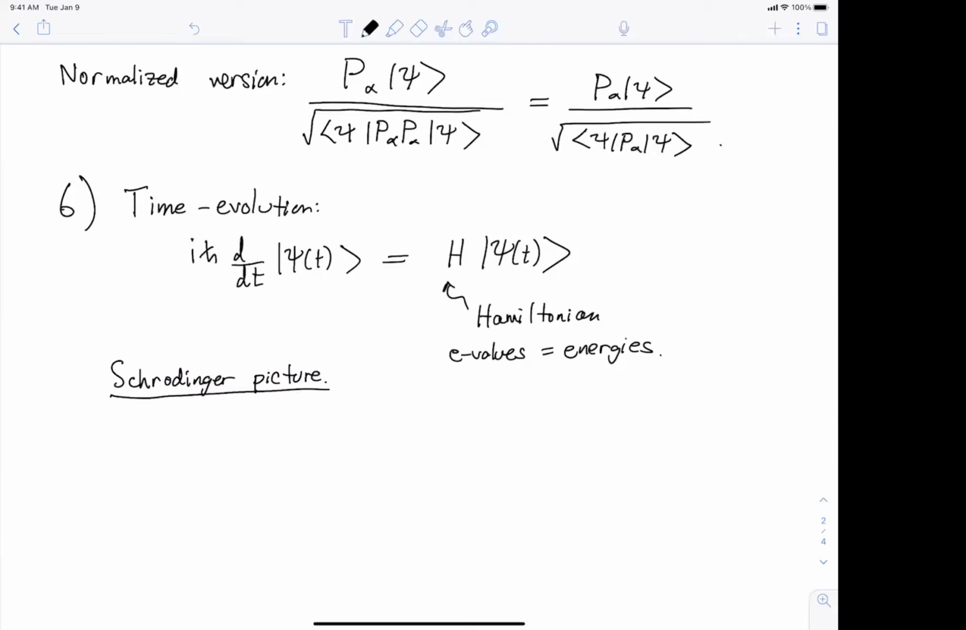Dr. Martin, I have a quick question about that. Yeah, sure. So are the different pictures kind of like the classical analog to different formulations of, like, we have Newtonian mechanics and Lagrangian? Is this kind of the same thing?